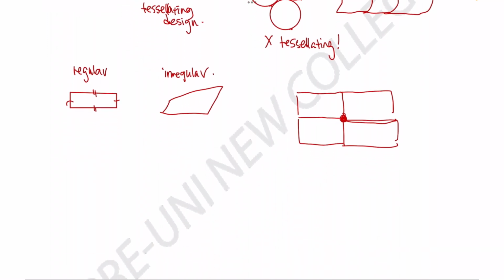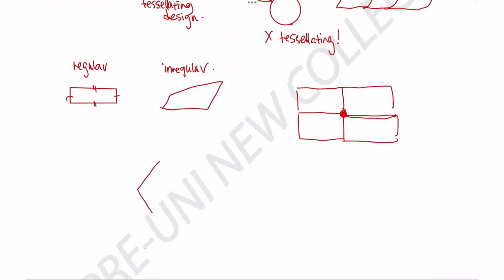But if, for example, we're dealing with a regular pentagon, a pentagon has 540 degrees as its internal angle sum. So if you add all these angles together, you get 540 degrees.